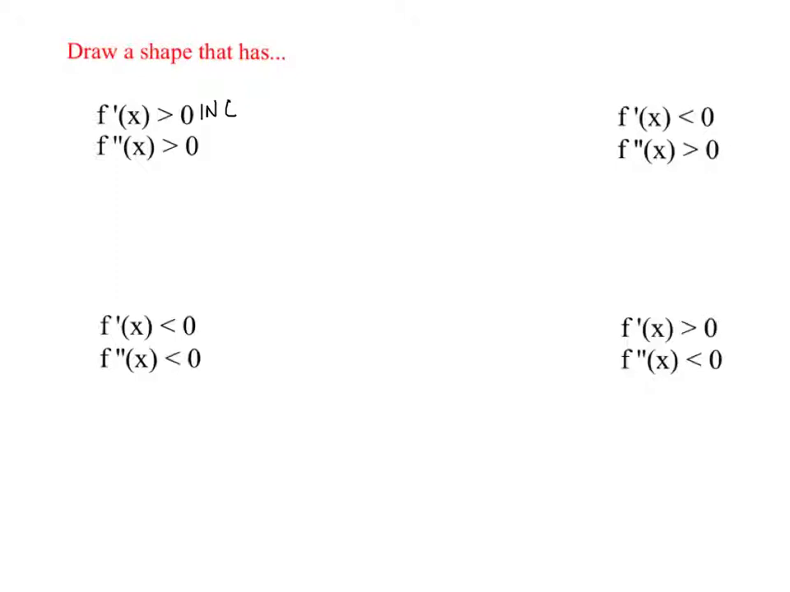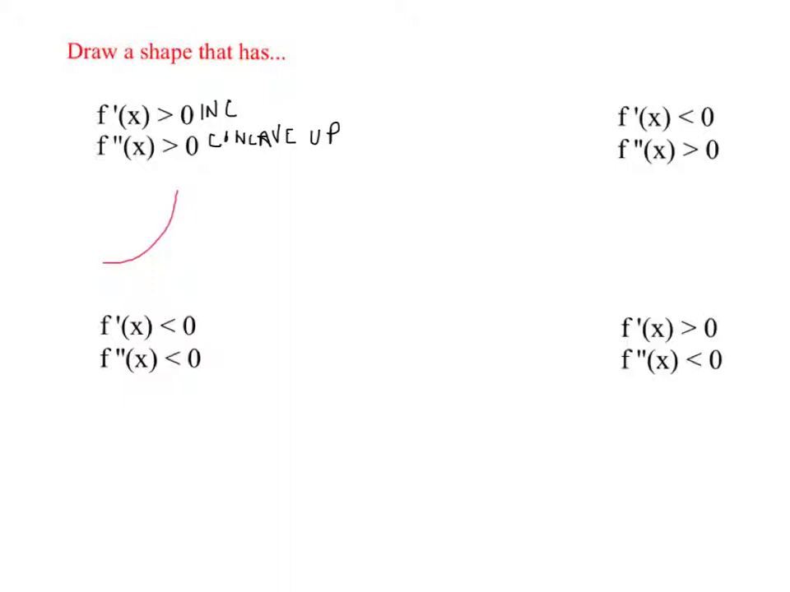Next, we say that the second derivative is greater than 0. Well, that means that the function is concave up. So I need a function that is increasing, so positive slopes, and concave up. That would look something like that.